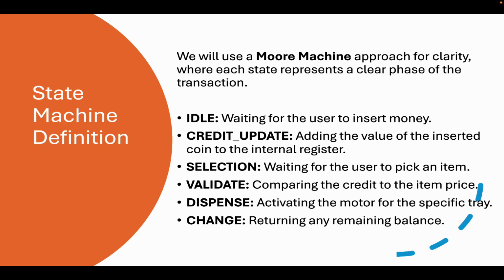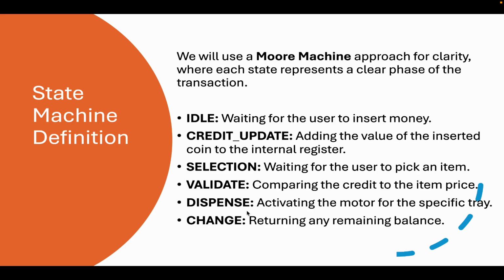We'll use a Moore machine approach for clarity, where each state represents a clear phase of the transaction. Idle is a phase where you need to insert the money and start the process. Then the credit will get updated, meaning your amount is getting updated. It adds the coin value to the internal register. Next, the selection phase comes, where you have to choose the item of your choice. Then validate. Validation is nothing but comparing whether your current balance is greater than or equal to the product price. Then only it will go to the next step.